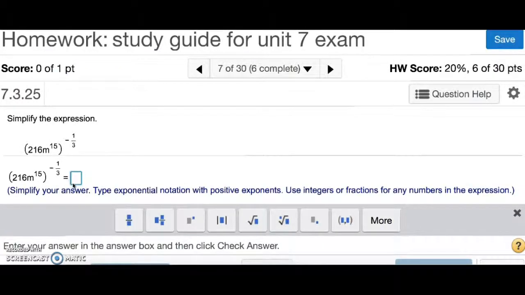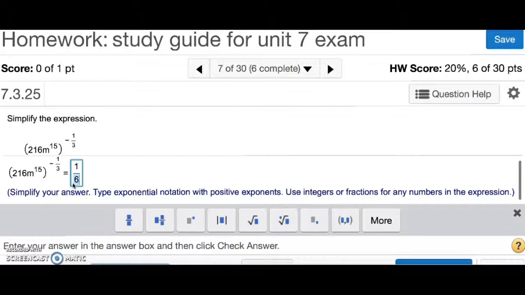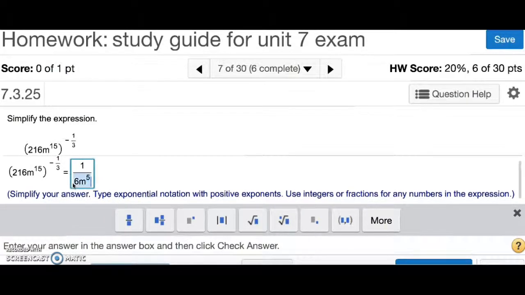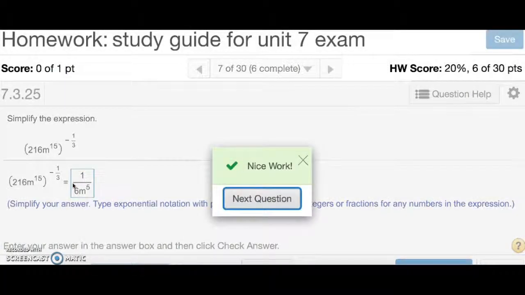So we have 1/6m to the 5th power. And that's number 7.